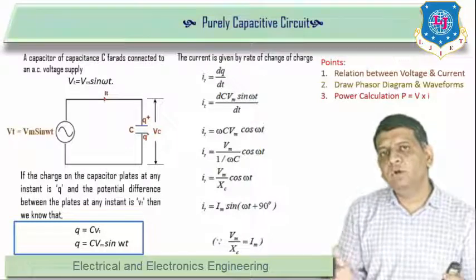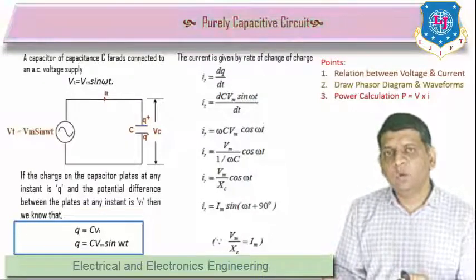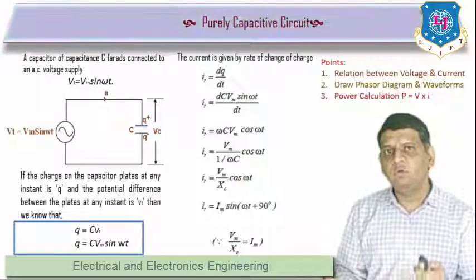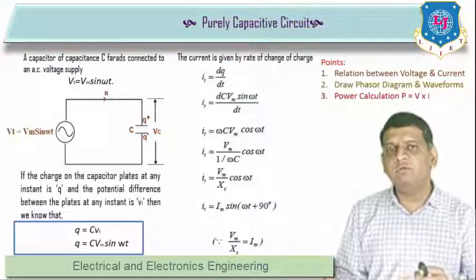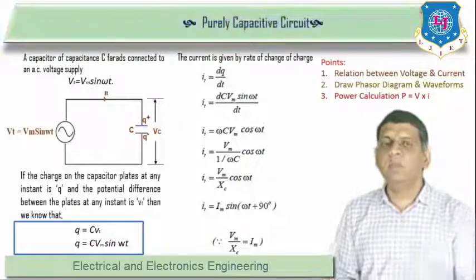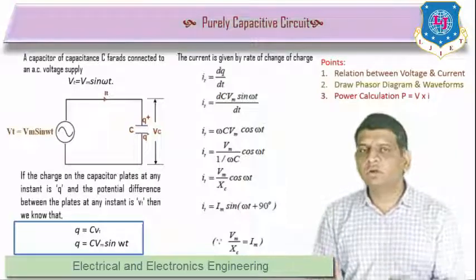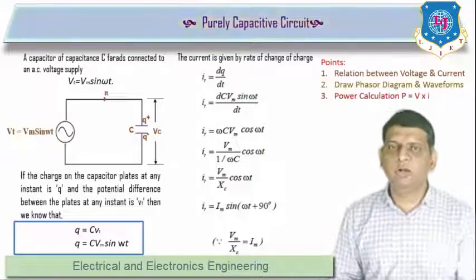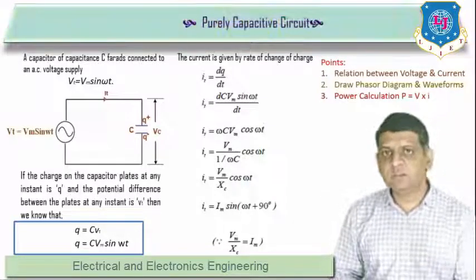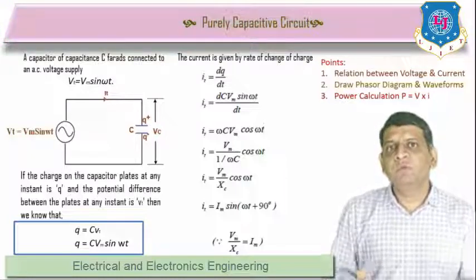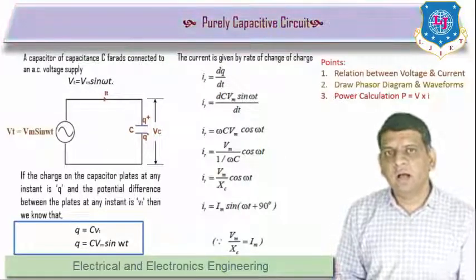But three common points are there. Point number one is to find the relation between voltage and current, and also find the phase difference between voltage and current. Point number two is nothing but to draw the phasor diagram and waveform. Point number three is the power calculation, right? With this respect, my first job is to find the equation of current i(t).